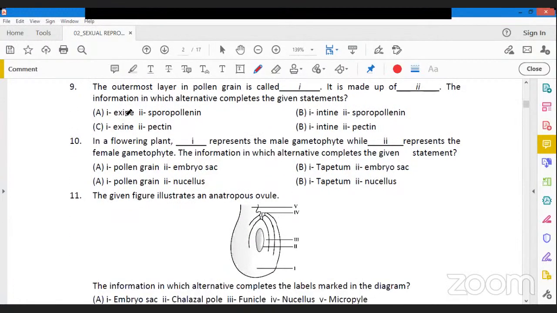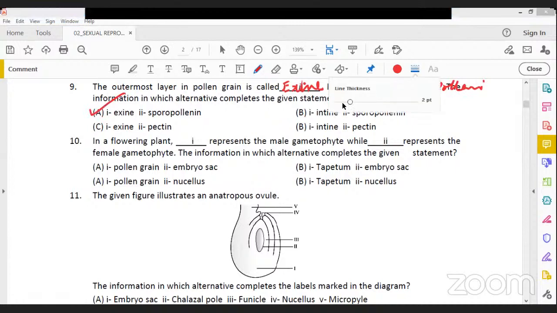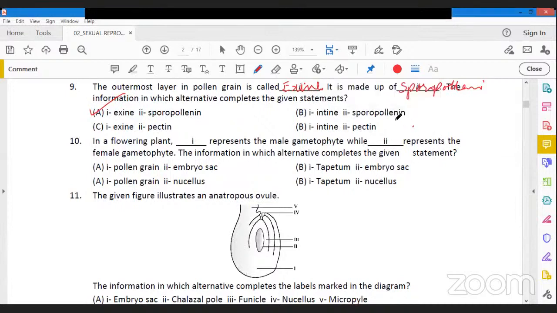Very good. The outermost layer of the pollen grain will be exine and is made up of sporopollenin. So exine, sporopollenin, correct answer. Okay, exine sporopollenin. Now coming to the 10th one.